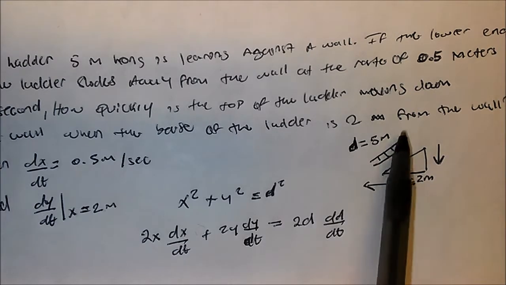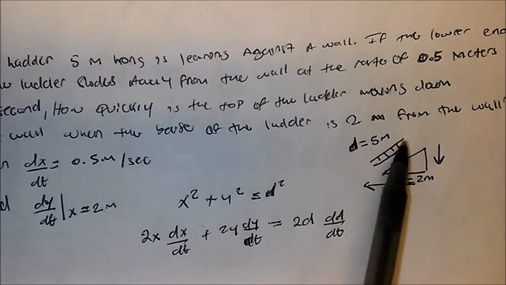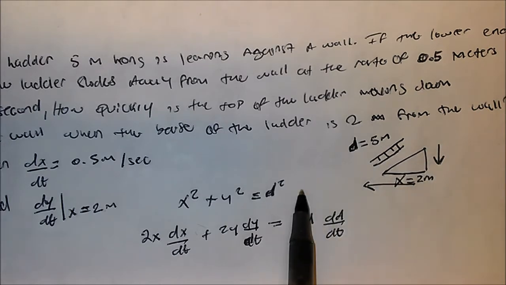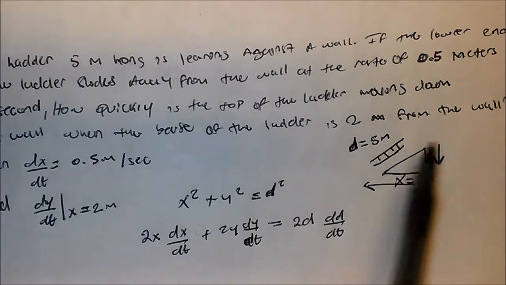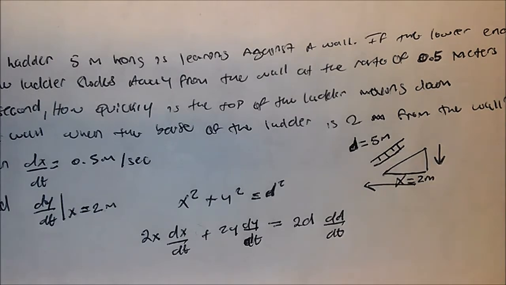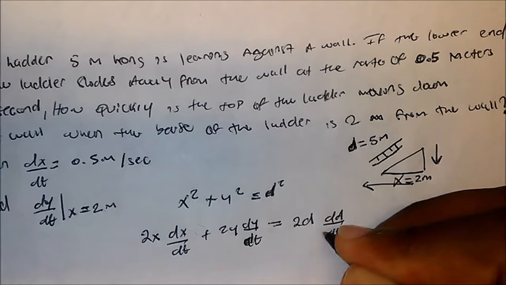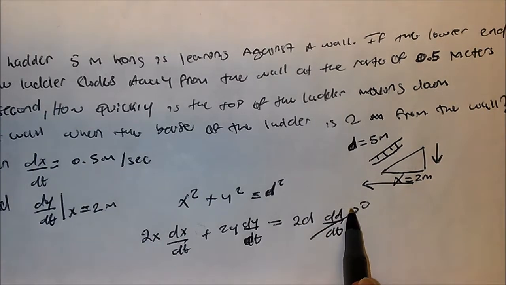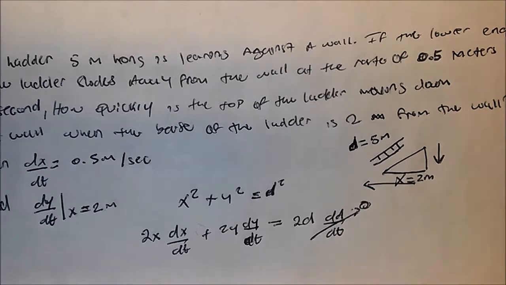Everything else is changing. The length of this ladder is not changing at all. Notice we're going down, we're increasing over here. The length of this ladder is not changing at all. And so the derivative of this is actually 0. So dd dt is 0, and 2 times 0 is just 0. So this will automatically cancel, right?